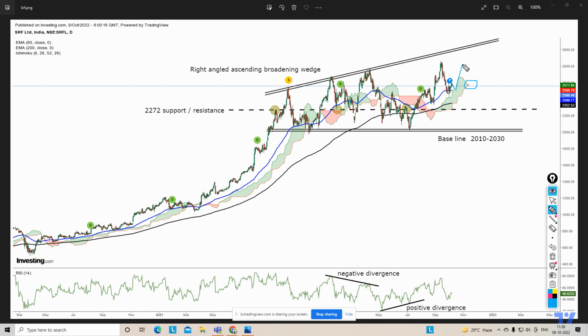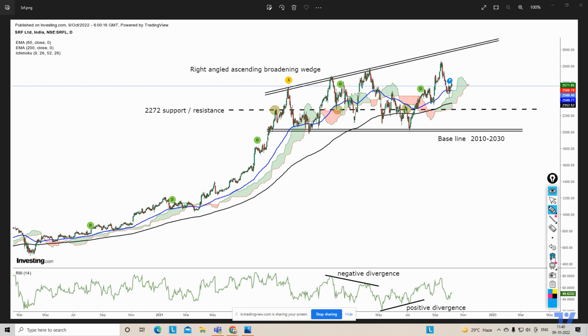So if it retraces, takes the support and goes up, then it will touch this particular ascending trend line, correct? This crossover of the future Kumo is going to tell us a lot about the future trading setup. Similarly, like how we discussed in Vedanta, if it breaks down the 60 exponential moving average, breaks down the 200 exponential moving average, and also breaks down this important support cum resistance band of 2272, for sure you can go for a short, and this would be your target.